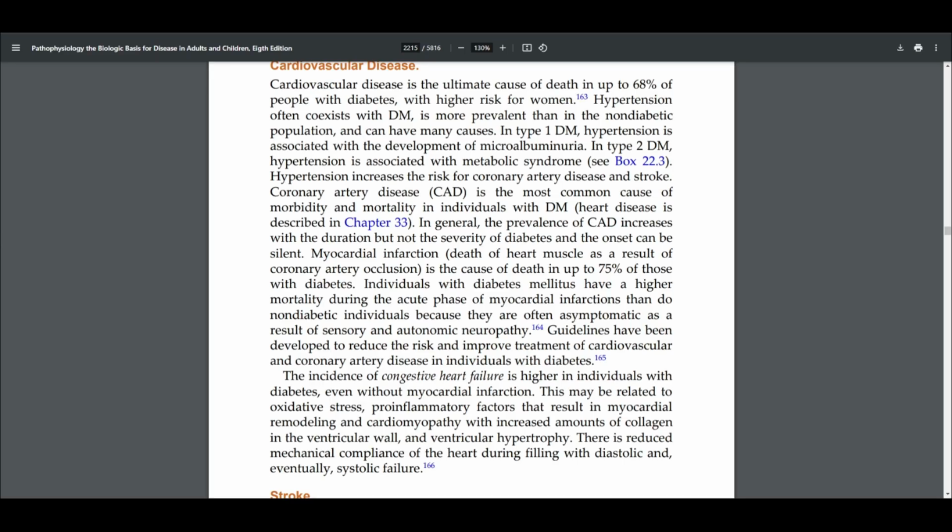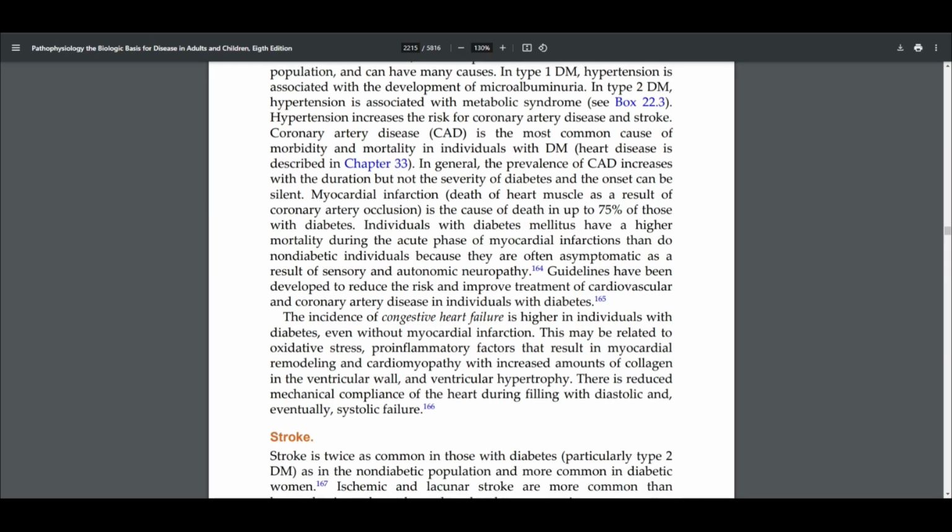The incidence of congestive heart failure is higher in individuals with diabetes, even without myocardial infarction. This may be related to oxidative stress and pro-inflammatory factors that result in myocardial remodeling and cardiomyopathy, with increased amounts of collagen in the ventricular wall and ventricular hypertrophy. There is reduced mechanical compliance of the heart during filling, with diastolic and eventually systolic failure.